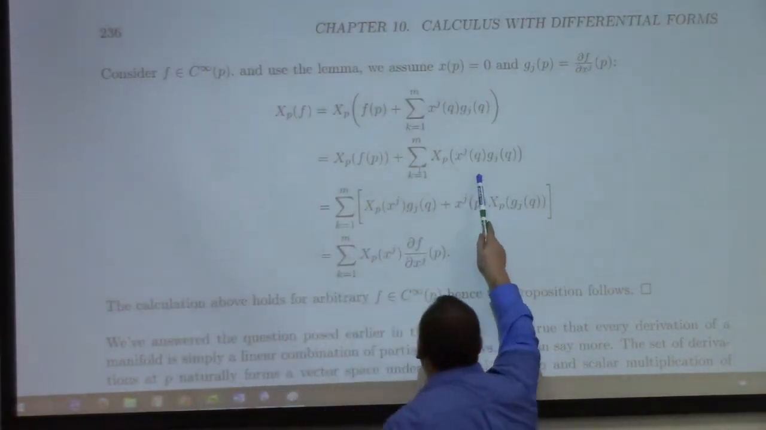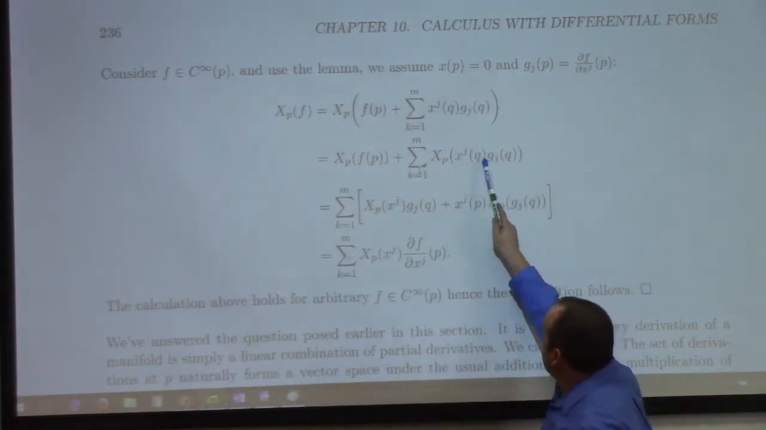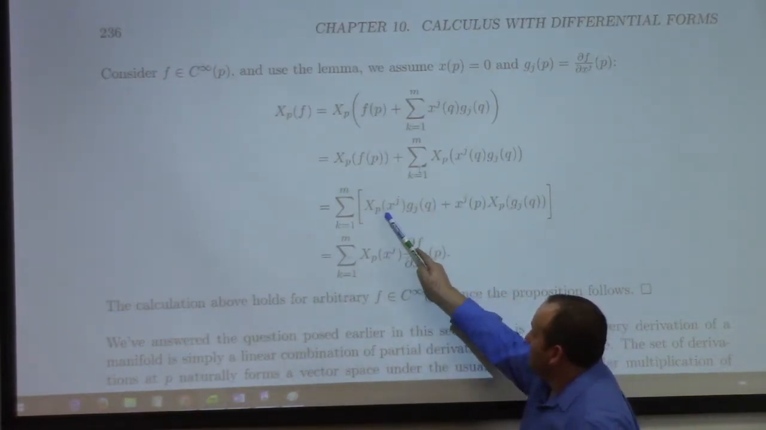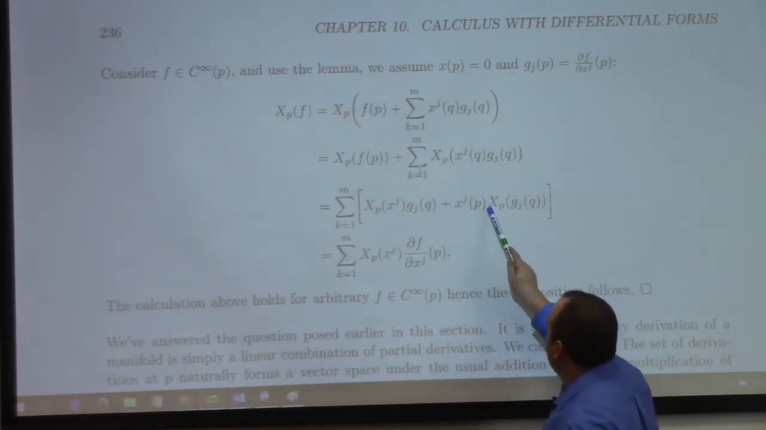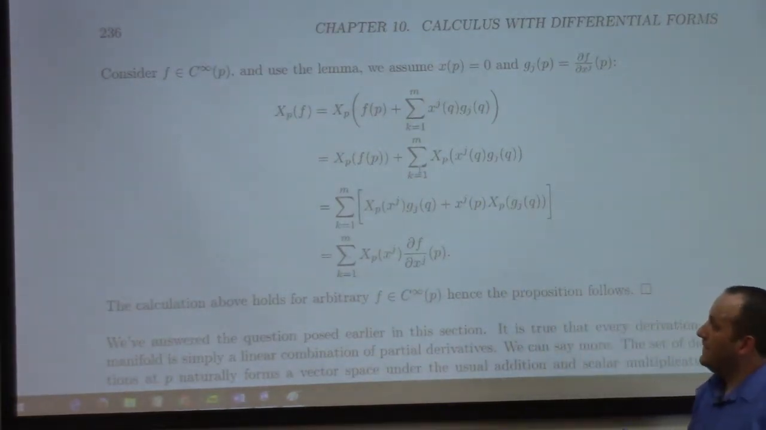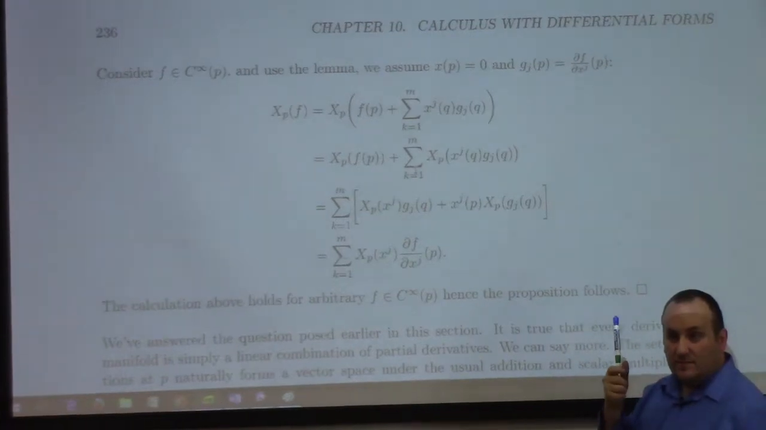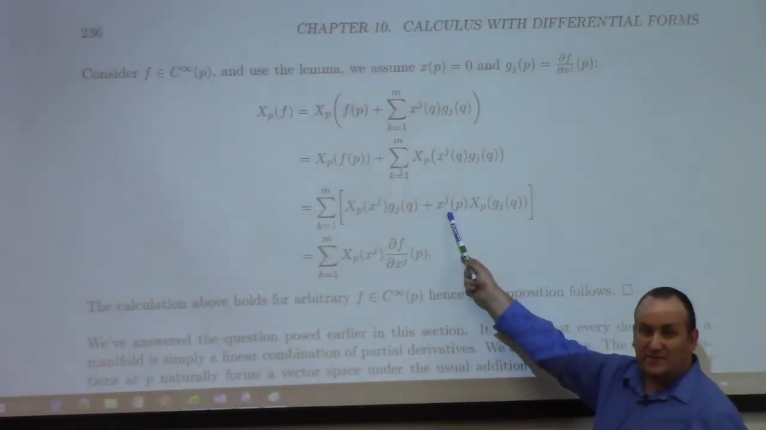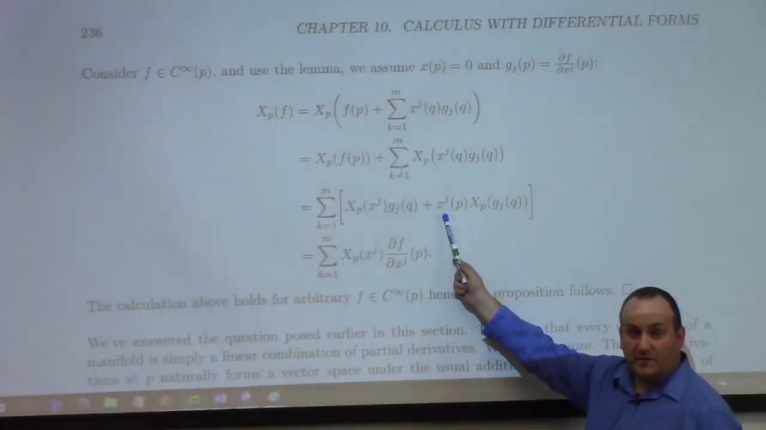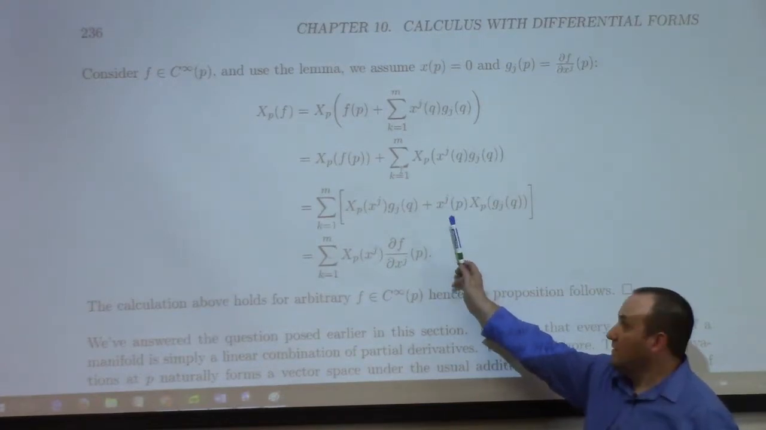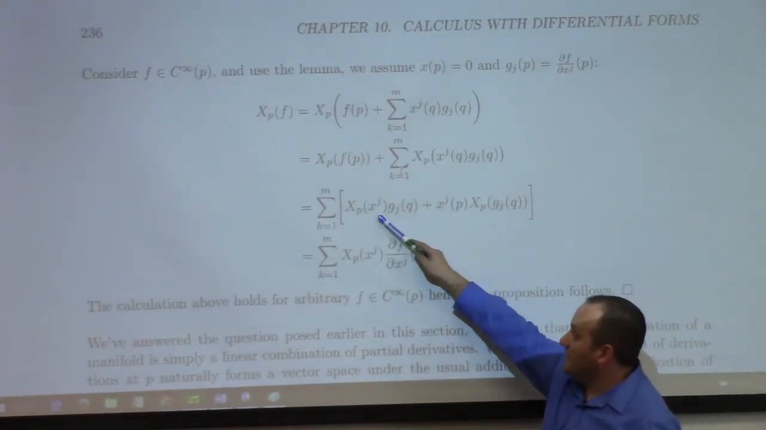Very good, Travis. So this is the product rule because we've got that times that. So it's xp acting on xj, xj times xp acting on that. And then, let's see what's next here. What did we assume about, we assume we have a coordinate system where xp is what? Remember, x of p is 0. So the jth component of 0? 0. So this piece is gone, and we're just left with that.